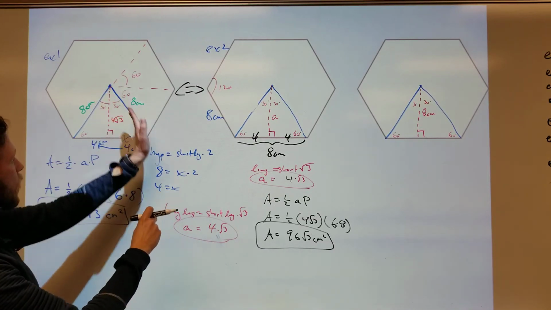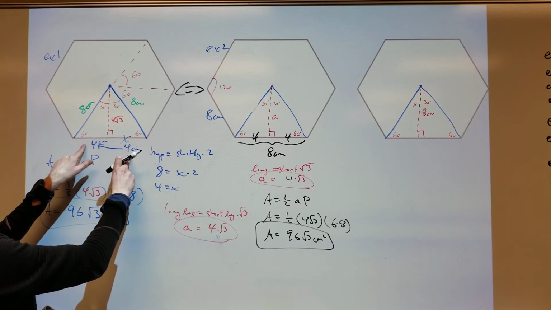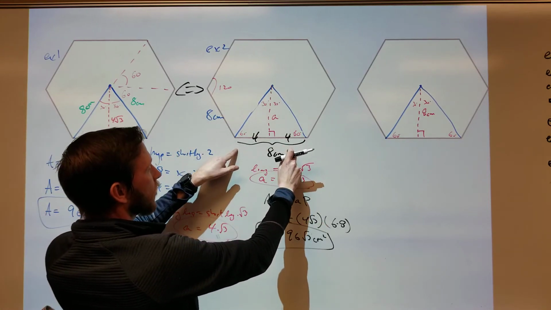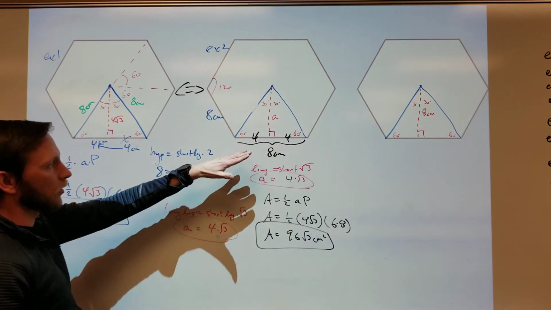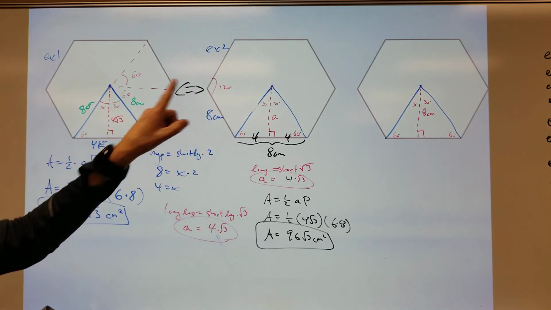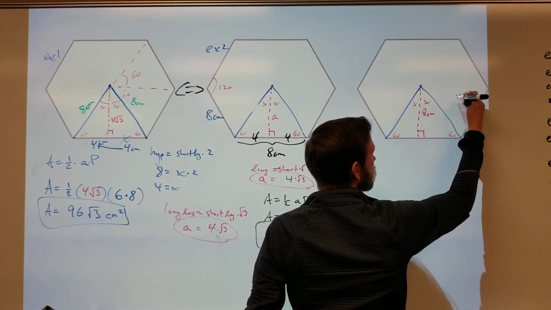Having the radius means we know what the side length will be. Having the side length means we know what the apothem can be, all right? And we have the perimeter already. This is the tough one, all right?